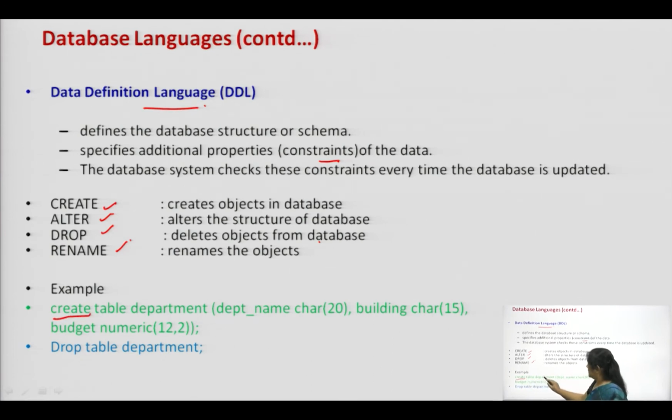Create table department. So, what are we saying? That we need to create a table by the name of department. What are the attributes or columns? Department name, building and budget. So, we have defined the attributes, that is the structure of the table, and then department name will be of the character type of size 20, building will be of the character type of size 15, and budget will be some numeric type. So, this is how we are defining our table using the data definition language.